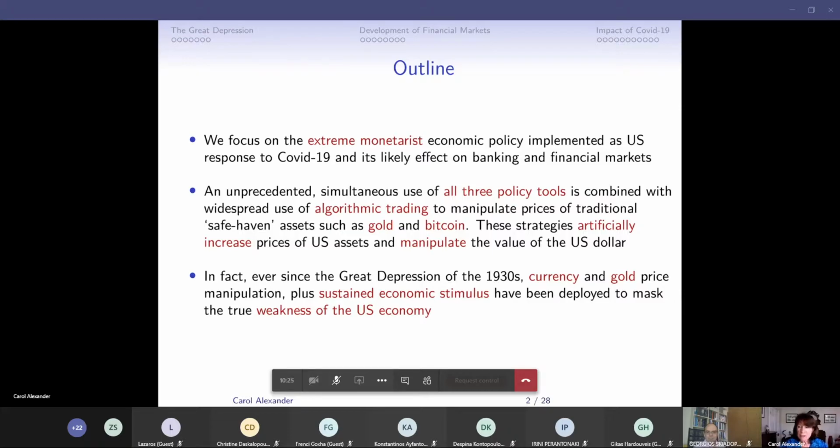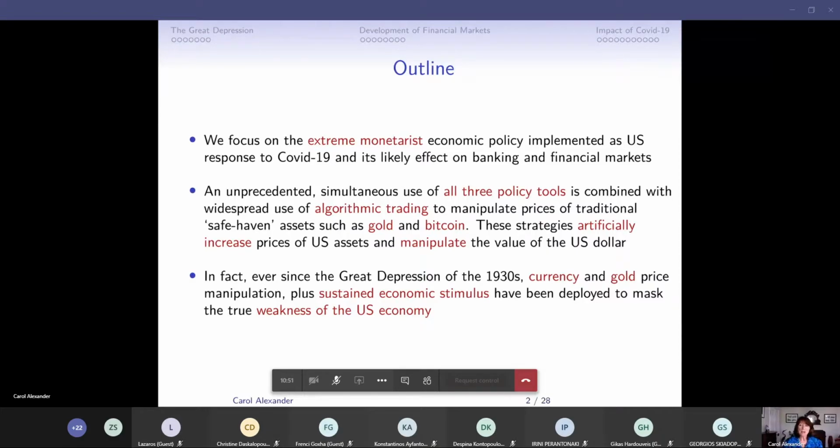I'm going to focus on the US extreme monetarist policy that's going on at the moment. Why? Because, as we know, when the US sneezes, the rest of the world catches a cold. And it is very extreme: the simultaneous use of all three monetary policy tools, money supply, interest rates, and bank reserves.